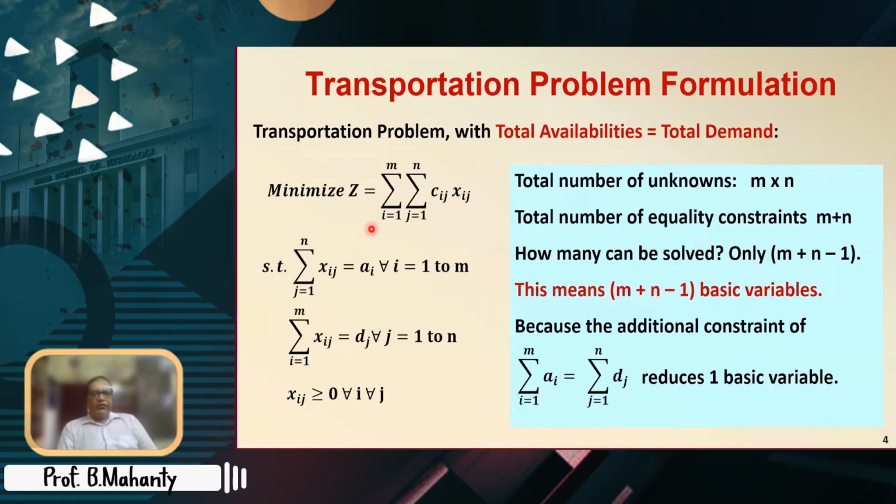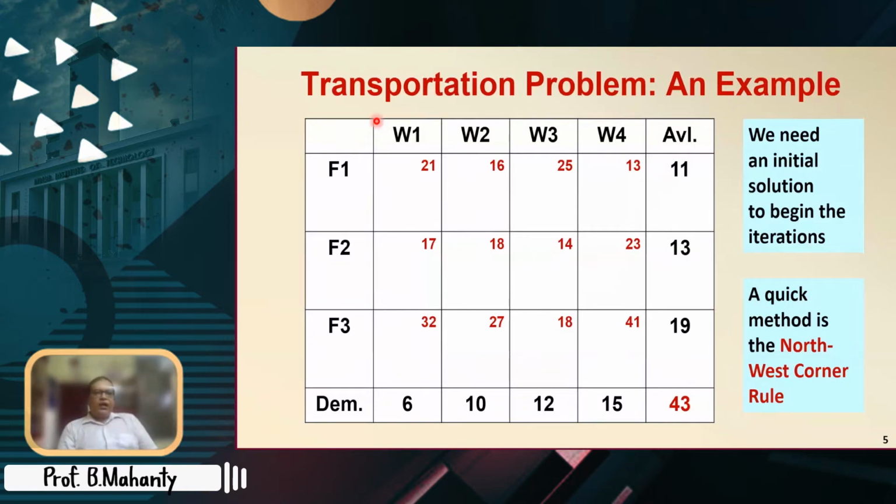And here, apparently there are m into n number of unknowns and m plus n number of equality constraints, but we cannot solve for all, because these additional constraints would reduce one basic variable, and we shall have m plus n minus 1 basic variables. That we have already discussed in our previous class. So we started this particular transportation problem, but we could not complete. So I said that the transportation problem requires an initial solution to begin with. And a quick method to get an initial solution is what is known as the northwest corner rule.